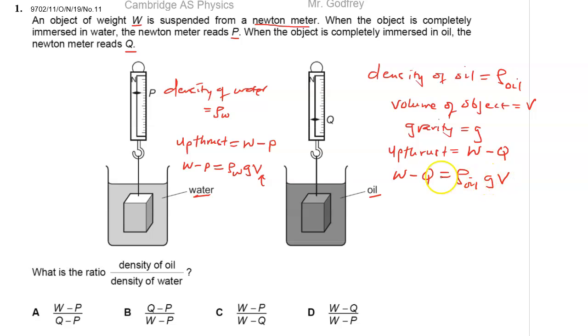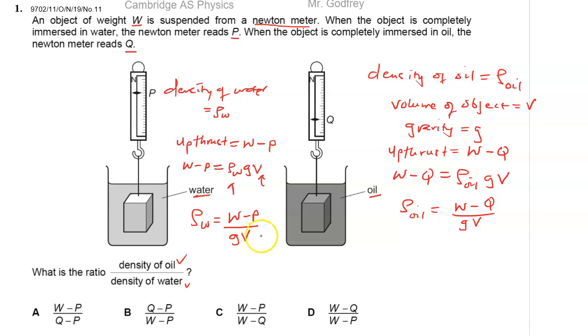And because we need density of oil and density of water, we make density of oil the subject here. So density of oil is W minus Q over gV. And we can also make density of water the subject. So density of water is equal to W minus P over gV as well.